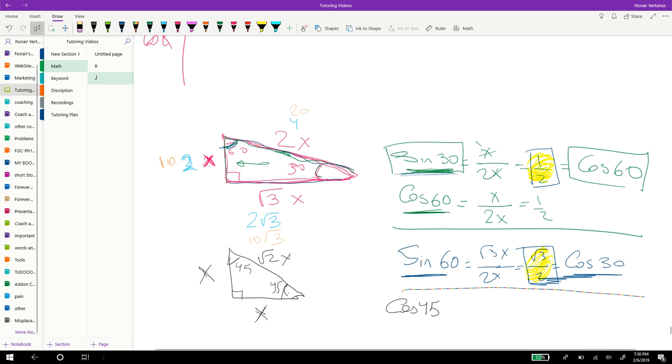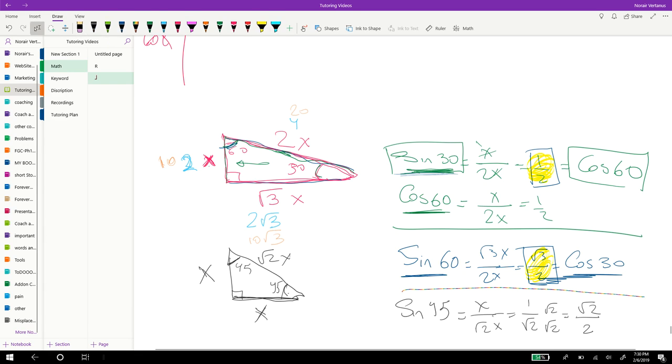Now let's derive that. Let's start with sine because we always start with sine. Sine of 45 is equal to, let's pick this 45, opposite over hypotenuse, even though it doesn't matter, x over rad 2x. That's the same as, it cancels, it becomes 1 over rad 2. If you get rid of rad 2 from the denominator by multiplying by rad 2 top and bottom, you get rad 2 over rad 4, which is 2.